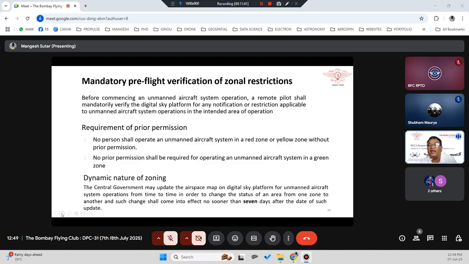Otherwise anyone would come and say, I want to fly a drone in the yellow zone, give it to me. It will not happen like that unless you have a valid reason for flying the drone, a requirement and valid justification. Okay, then only will you get permission to fly in a yellow zone.